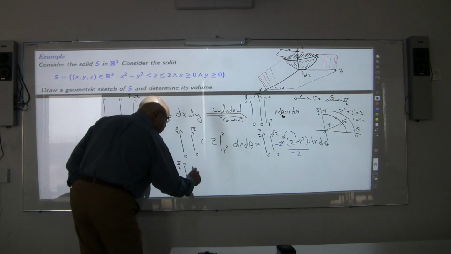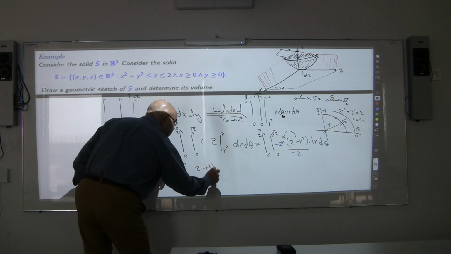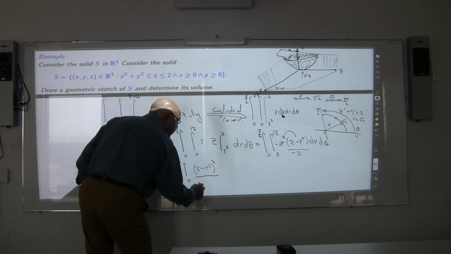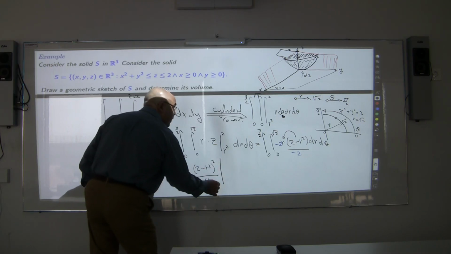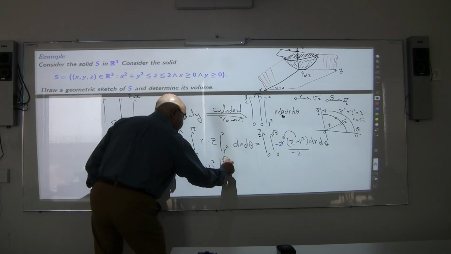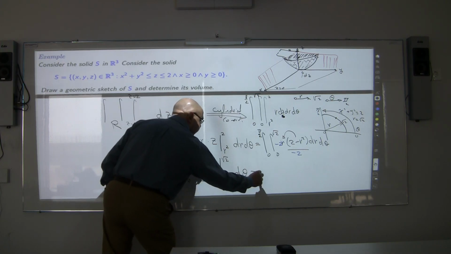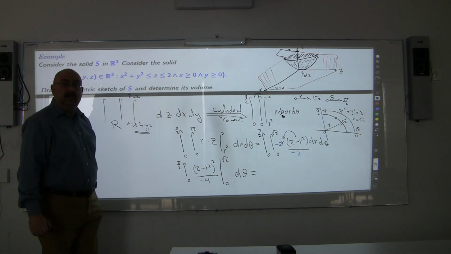When I integrate it, it gives you 2 minus r squared to the power of 2 divided by another 2, so it will be divided by negative 4. Then I will make the substitution from root 2 and to 0. Then finally I will integrate with respect to d theta.